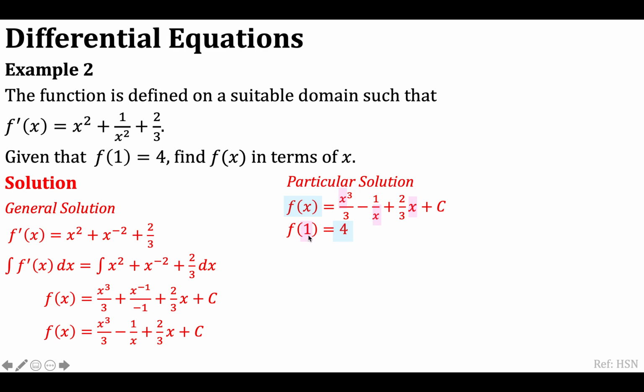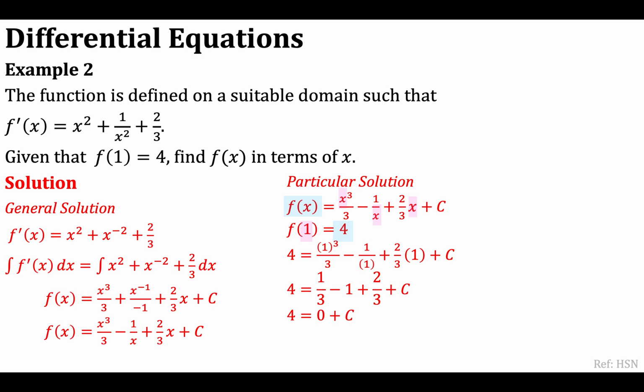So whenever x is 1, f of x is equal to 4. So you can see where I'm going to substitute here. 4 is equal to 1 cubed over 3 minus 1 over 1 plus 2/3 of 1 plus c. Simplifying gives me 4 equals 1/3 minus 1 plus 2/3 plus c. And hopefully you can see that that gives me 0 on my right-hand side alongside my c. So c must be equal to 4.